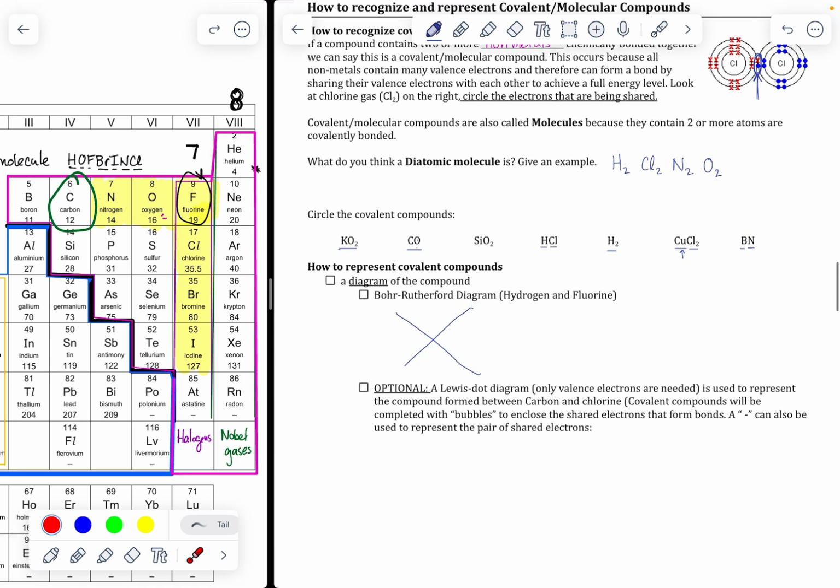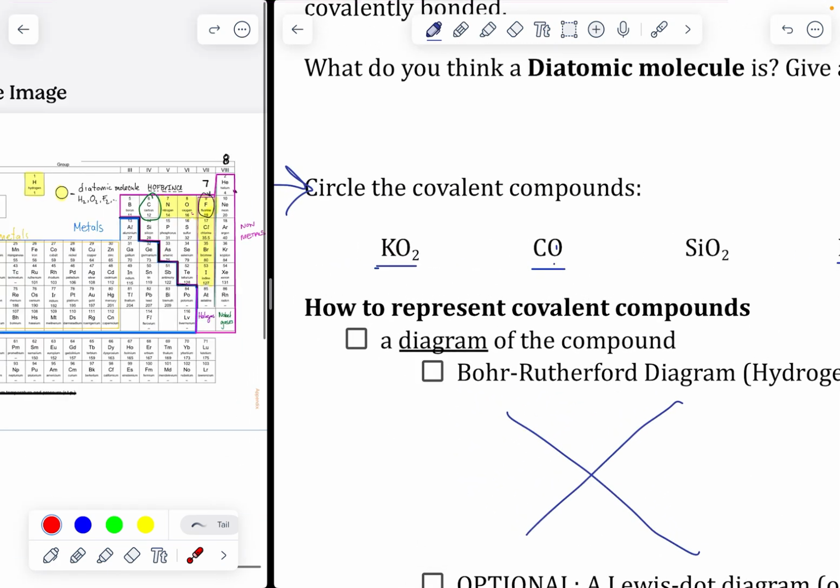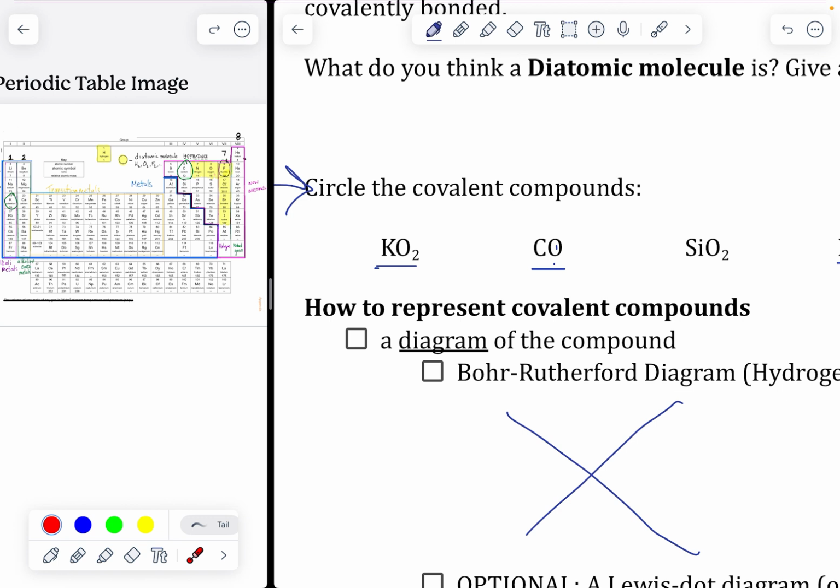We're going to skip down to this part right here. It says circle the covalent compounds. So we are looking amongst all these compounds given for ones that have two nonmetals. If we see a metal, we know it's ionic. We must have two nonmetals. So for potassium and oxygen, we see in the periodic table that potassium is in column 1. It's a metal, so that means this is not a covalent compound.